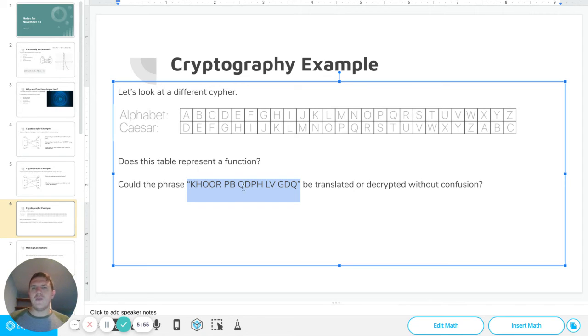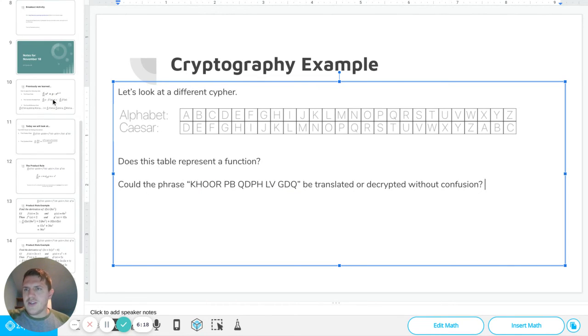But if we were to translate it, we would work backwards from it. So K would be, let's see here, H. H would give me an E. O would give me L. And then R is an O. So the first word we know out of this is going to be hello. Okay, if you want to translate that later, you absolutely may. But I just want to give you guys an idea of what that looks like.